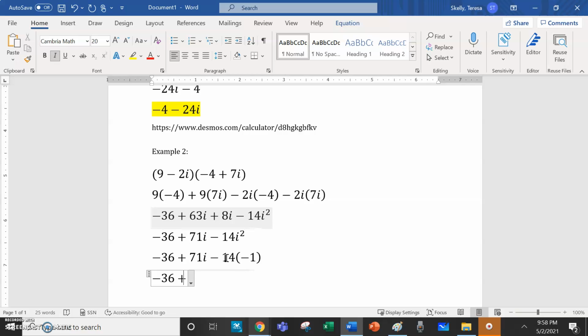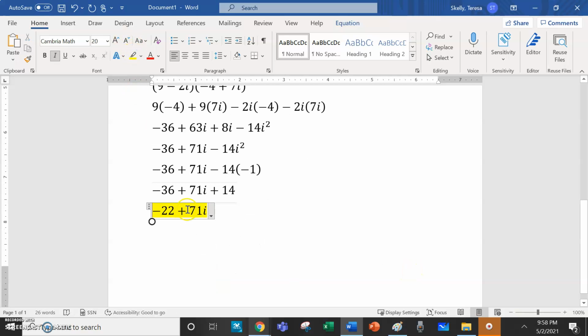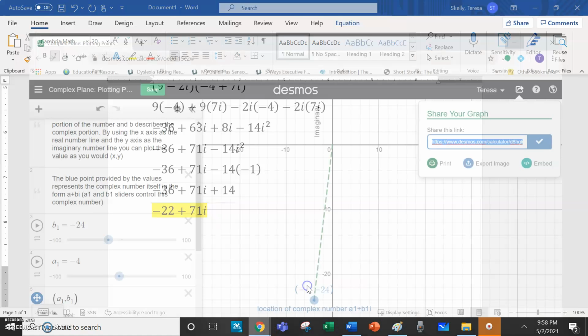So I have negative 36 plus 71i plus 14. I'm going to combine the like terms. Negative 36 plus 14 will give me negative 22. Negative 22 plus 71i. And this is going to be what I need to graph. And now you can see why I want to use my typing, because if I don't, it's going to be really hard to manually graph this. So I want negative 22 as my real number component and 71i as my imaginary number component.